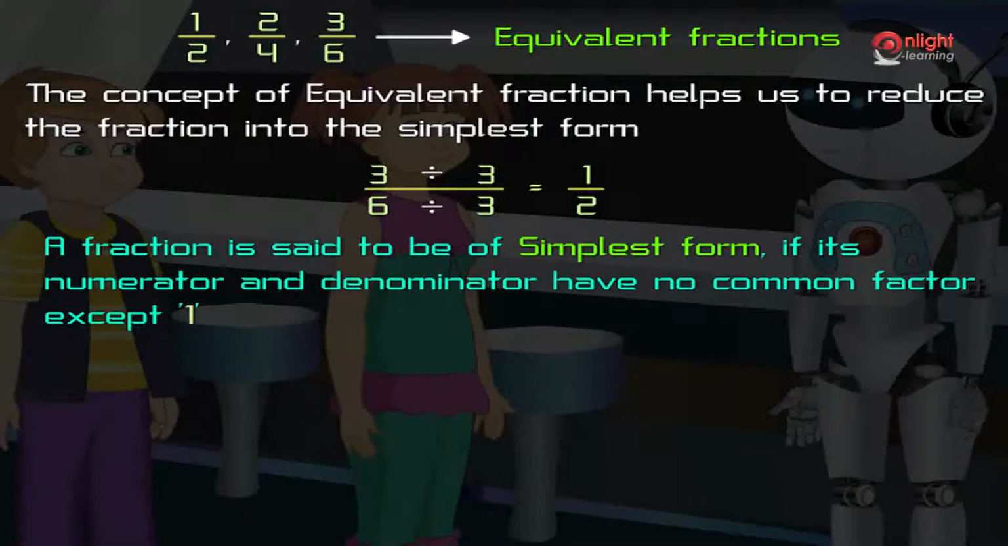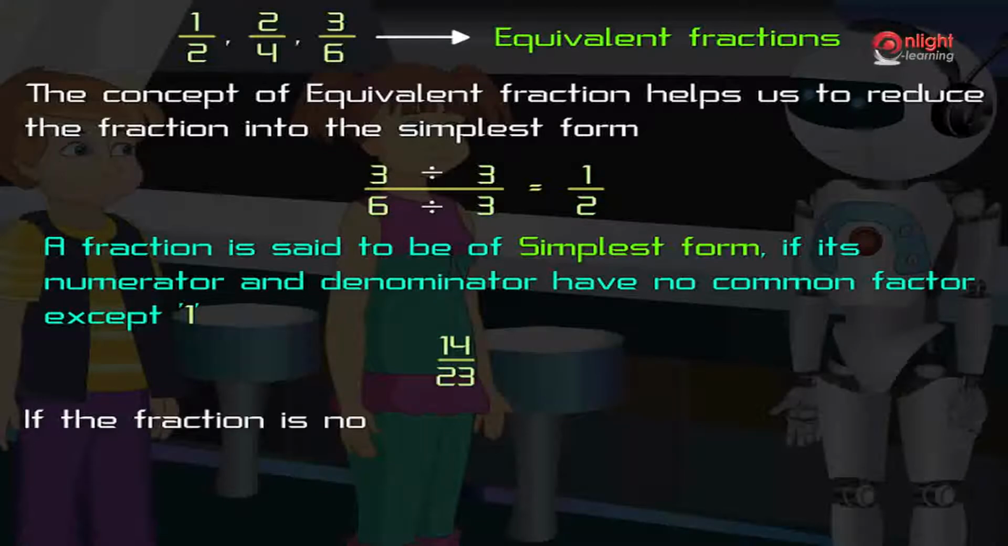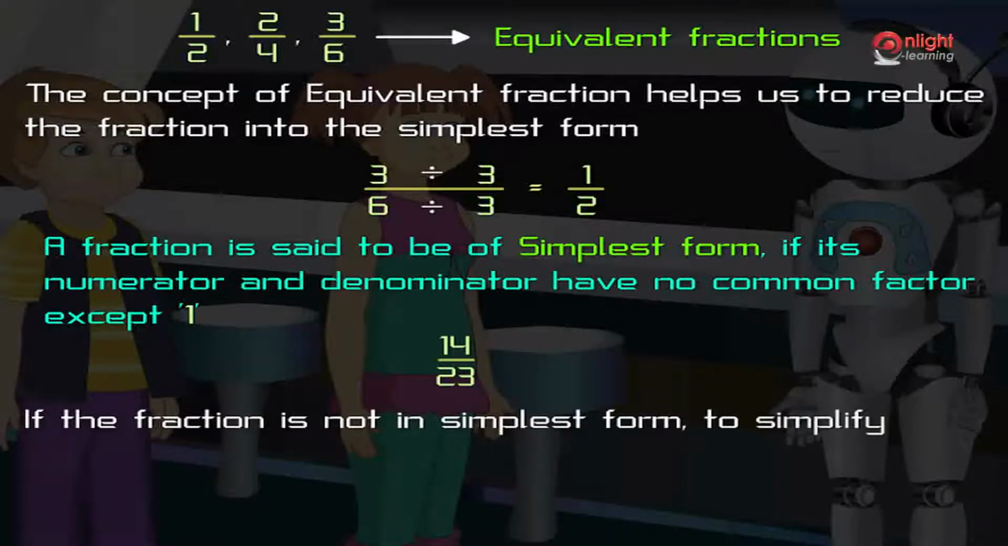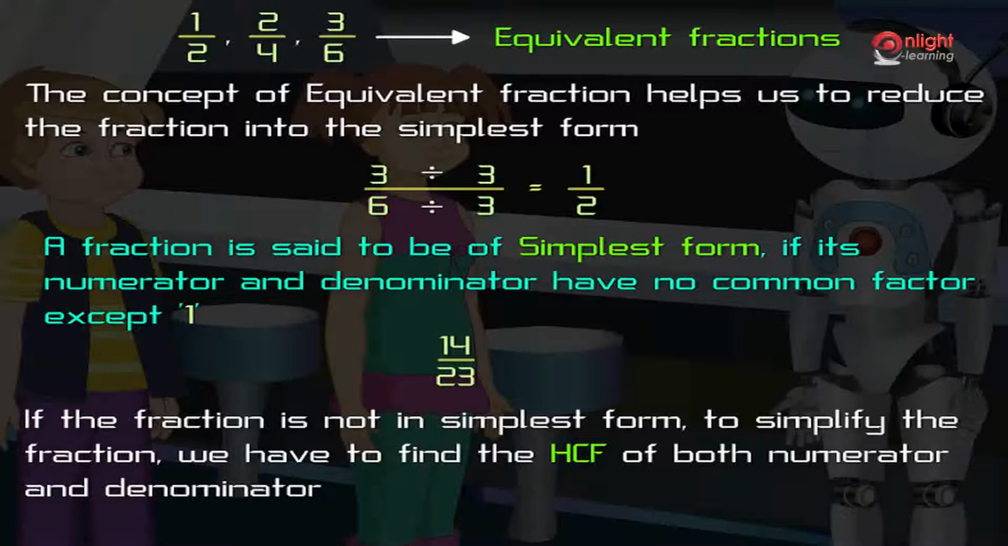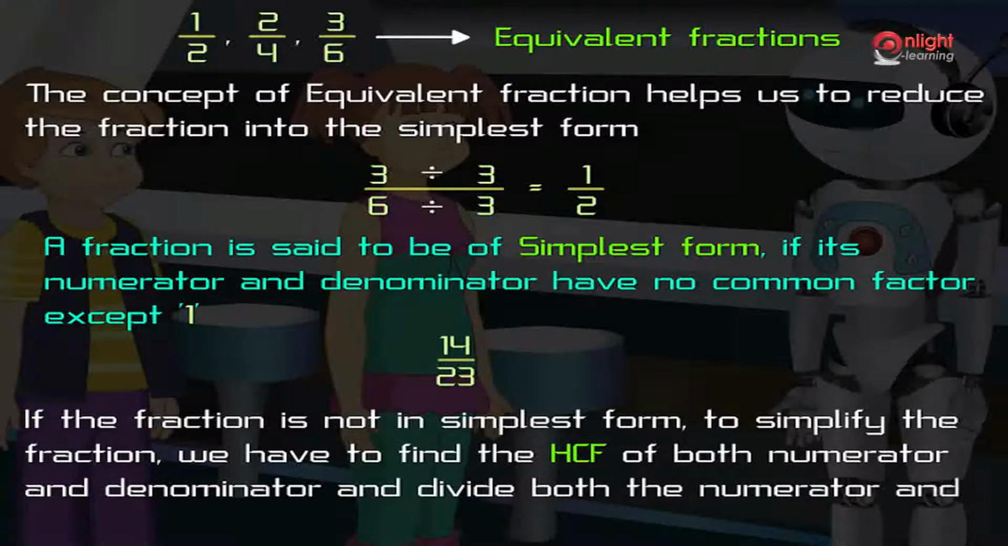A fraction is said to be of simplest form if its numerator and denominator have no common factor except 1. For example, the fraction 14 by 23 is said to be in simplest form as the numerator 14 and the denominator 23 do not have any common factor except 1. If the fraction is not in simplest form, to simplify the fraction, we have to find the HCF of both numerator and denominator and divide both the numerator and denominator by HCF.